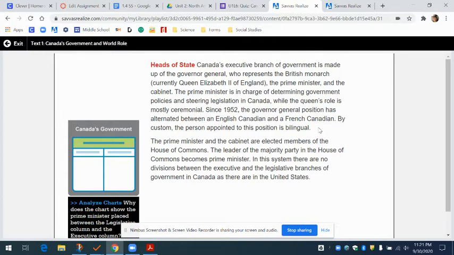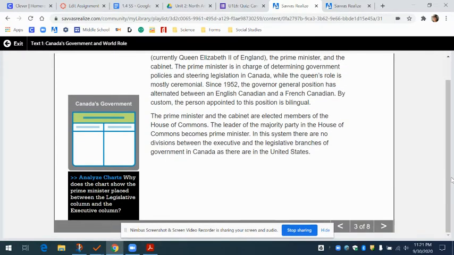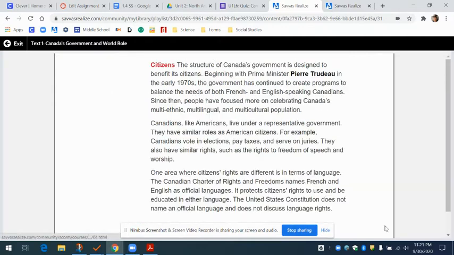The Prime Minister and the Cabinet are elected members of the House of Commons. The leader of the majority party in the House of Commons becomes Prime Minister. In this system, there are no divisions between the executive and the legislative branches of government in Canada, as there are in the United States.